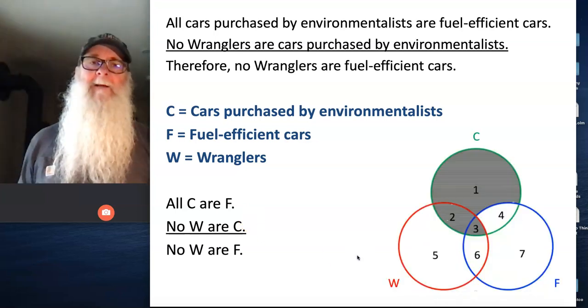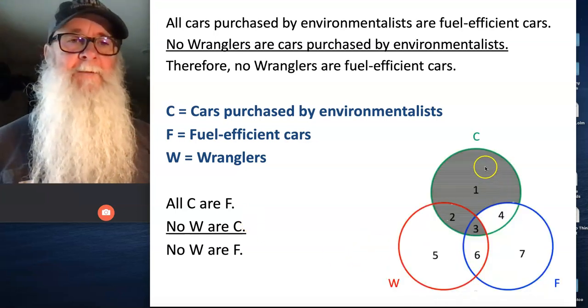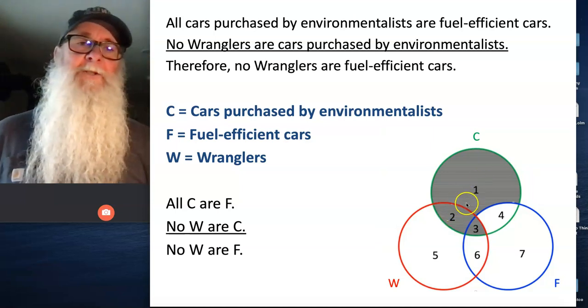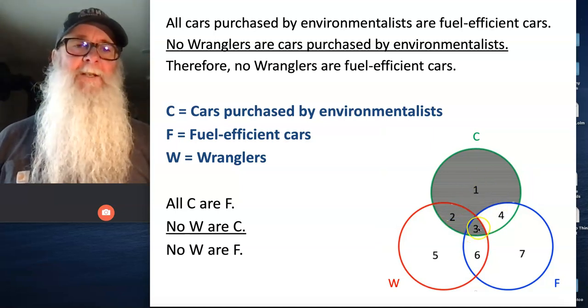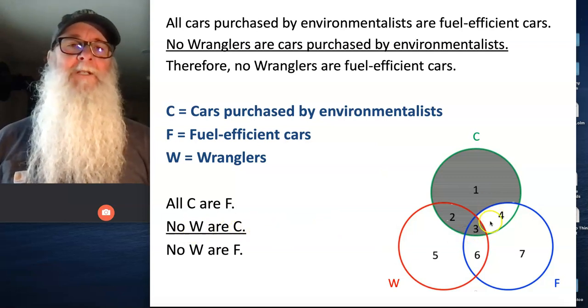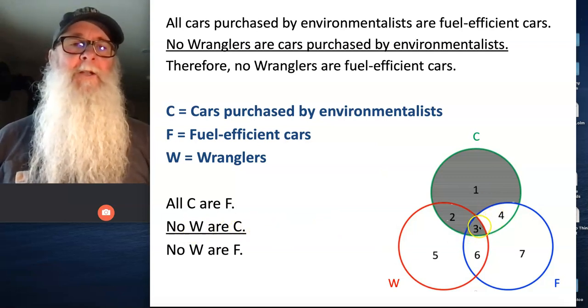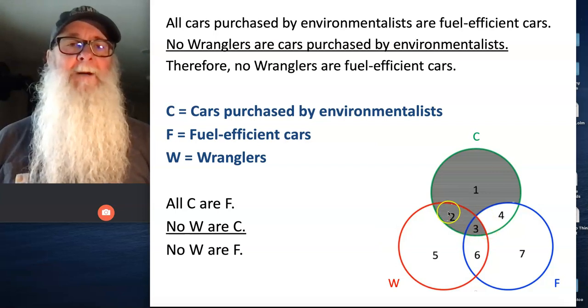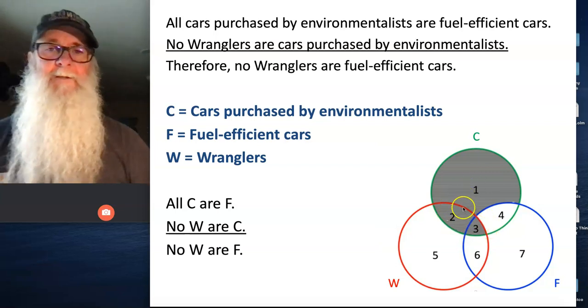Now, when we create a Venn diagram for this argument, we represent "all C are F" by shading in areas 1 and 2, forcing all of the C's that exist down here into 3 and 4. And then when we mark the second premise, "no W are C," we shade in area 3 and eliminate any possible areas where there could be W's that are also C.